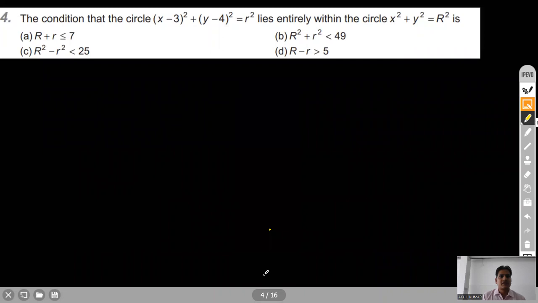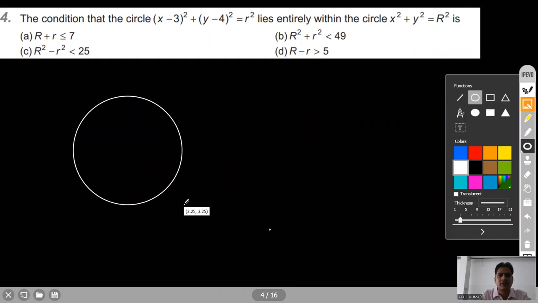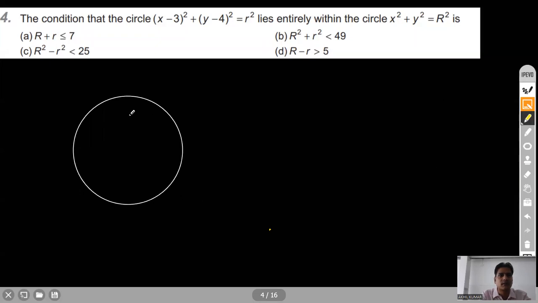Now let's see the next question. The condition that the circle (x minus 3) whole squared plus (y minus 4) whole squared equal to r squared lies entirely within the circle x squared plus y squared equal to r squared. Okay, so let me draw this. There is one circle, x squared plus y squared equal to r squared, and there is another circle.